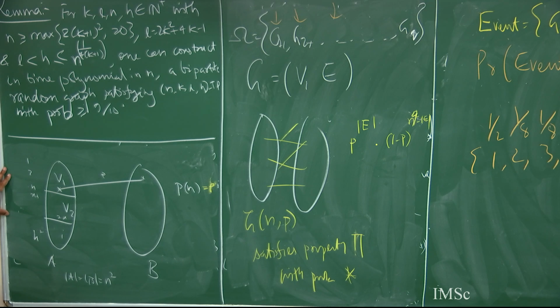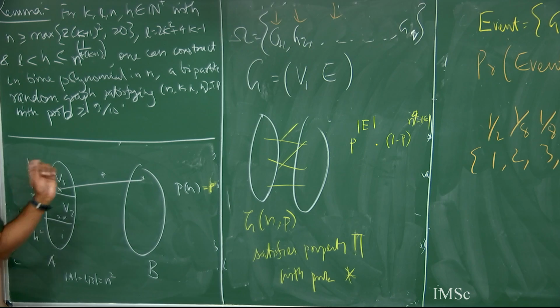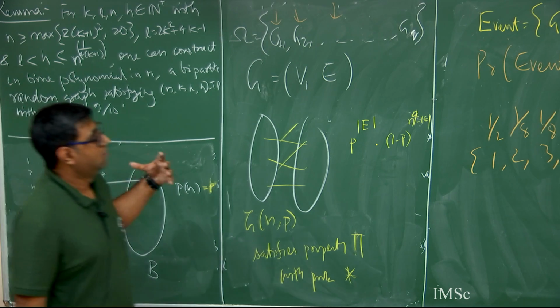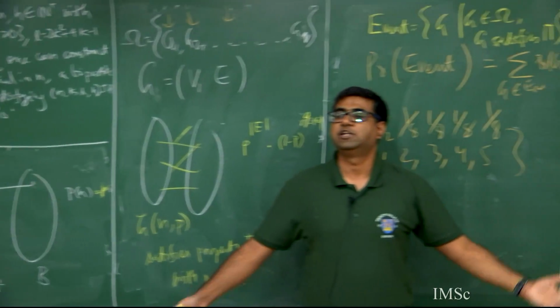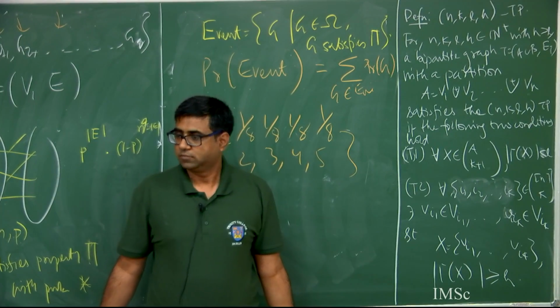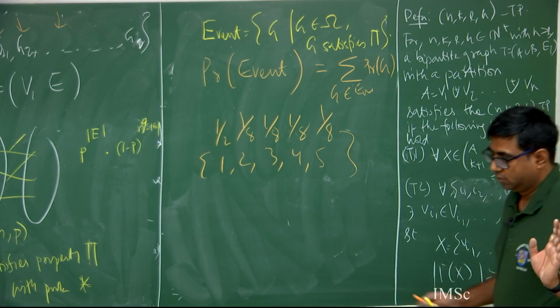Because this is the end of the construction. As an algorithm, this is what I will do: I will have n square vertices here, n square vertices here, and with some fixed probability for every pair I will put an edge. But I will say that this is a great object because this object itself satisfies this property, because I would have found an object of this event set with probability 9/10. That's it.